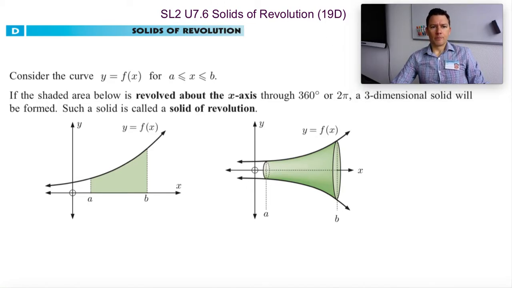All right, one last time. Checking out a little calculus, 7-6, solids of revolution, instead of 19D.